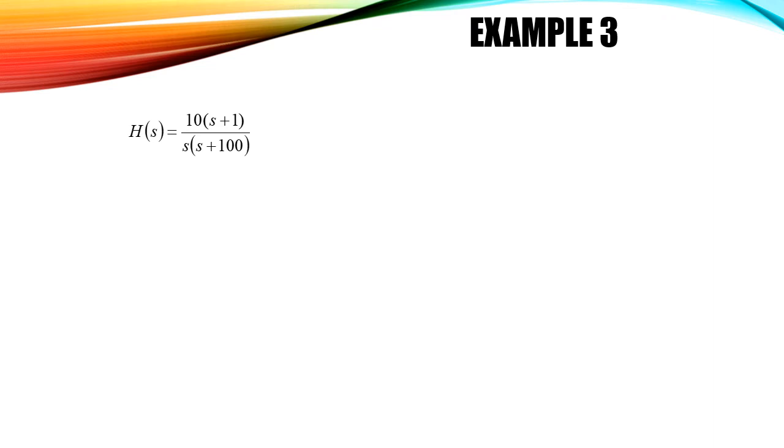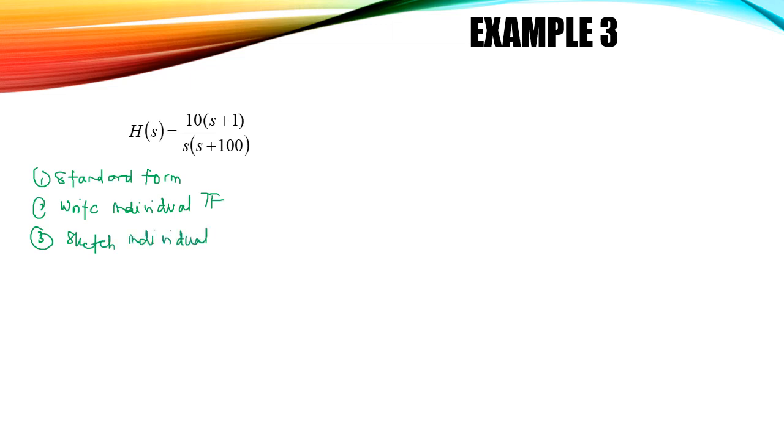Okay, let's have another example, example 3. As usual, you need to write the equation in standard form. Secondly, you need to write the individual transfer functions. Thirdly, you need to sketch the individual transfer function or frequency response. Fourth, you need to sum them up, summing the magnitude and the phase. So just use the same steps as the previous example.